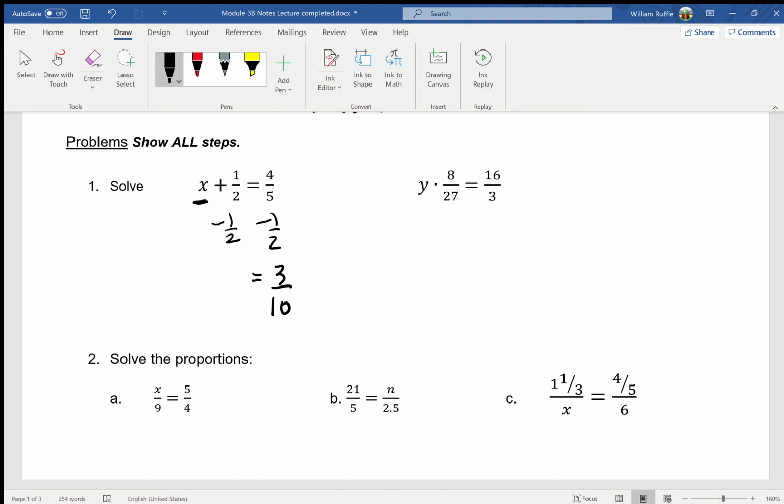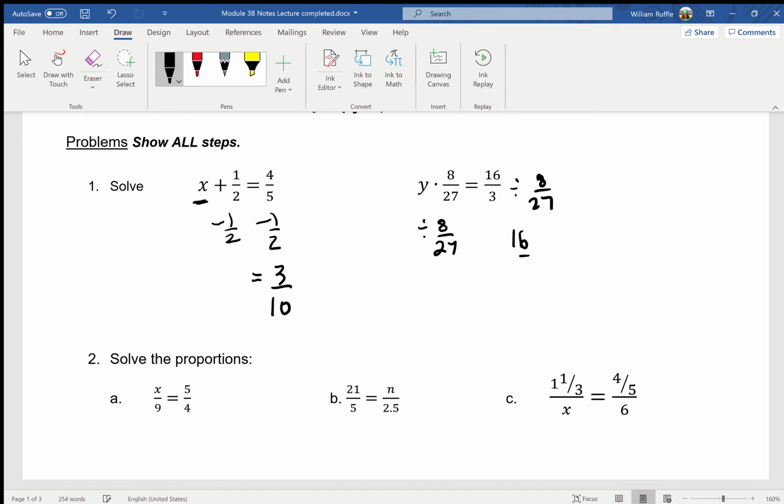This one is times 8 over 27. What is the opposite of multiplying by 8 over 27? We can divide by 8 over 27. So I'm really dividing each side by 8 over 27. And again, we can just type this in a calculator to do this. This actually reduces very nicely.